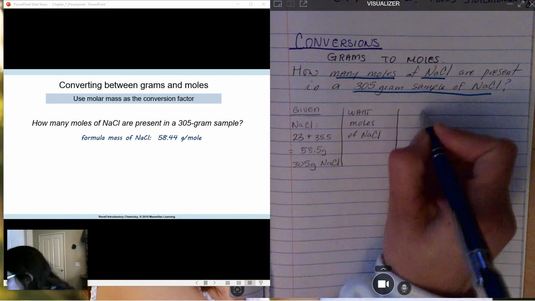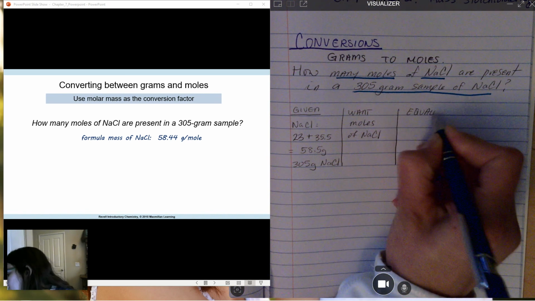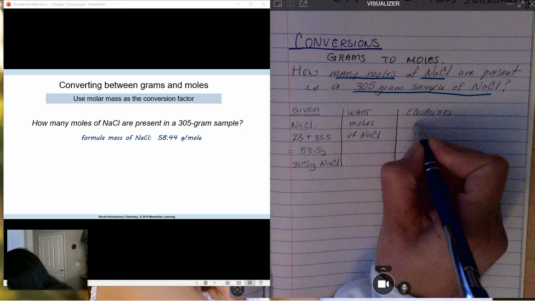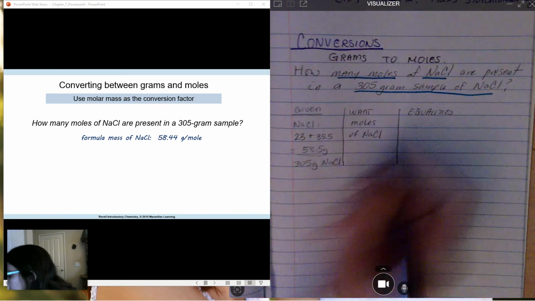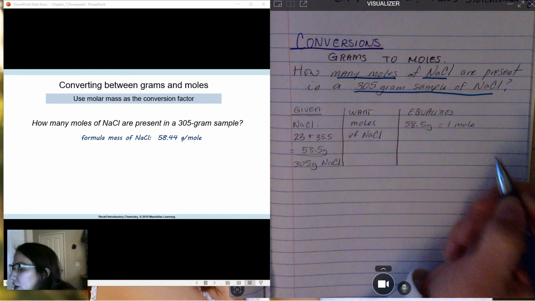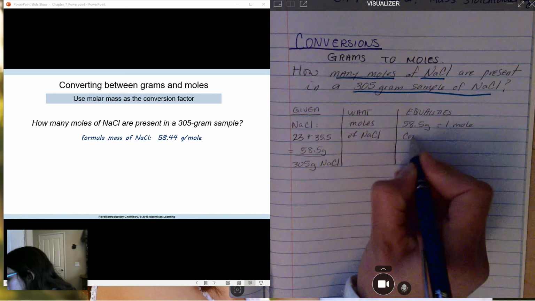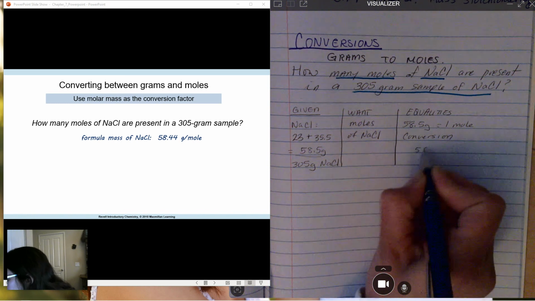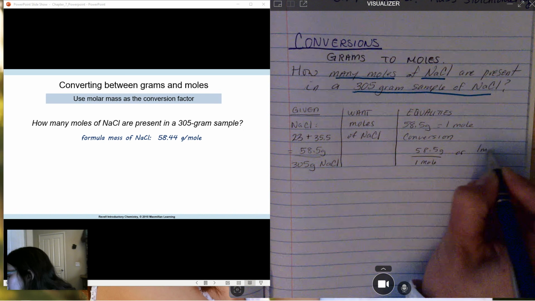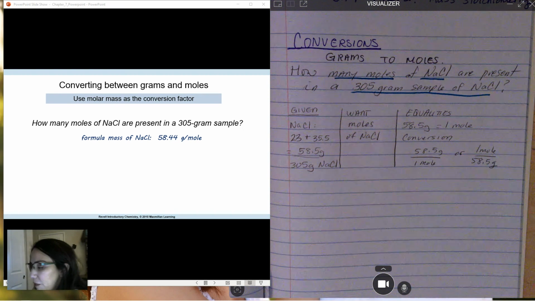Now, let's look at the conversions, or equalities, that we can turn into a conversion. The equality that we're going to use for the conversion is our weight right here. So we have 58.5 grams is equal to 1 mole of sodium chloride. This is the equality. So the conversion is going to look like this: 58.5 grams over 1 mole. Or, because it's an equality, we could say 1 mole over 58.5 grams. So we could use either one of those depending on what we need.